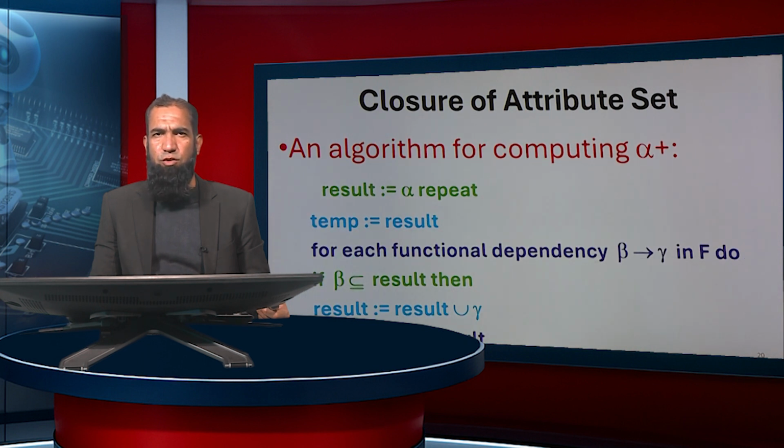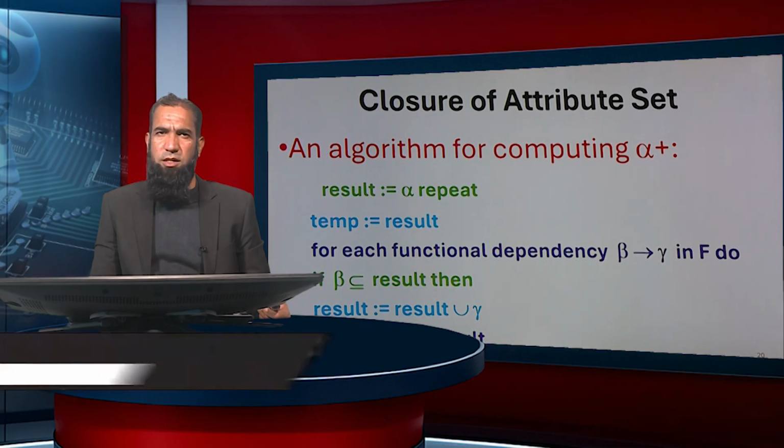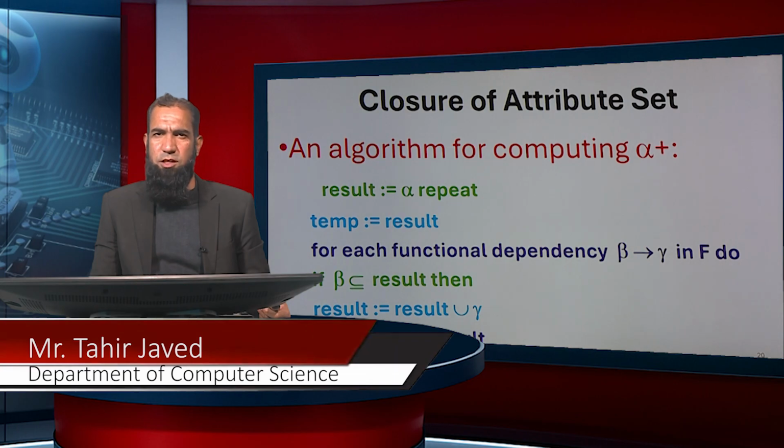Here is a simple algorithm to compute alpha plus. We start with result equal to alpha, then repeatedly apply all functional dependencies. For each dependency alpha determines beta, if alpha is already contained in our result, we add beta to result. We keep repeating this process until no new attributes can be added. That's when result is final. So this method is the foundation for checking super keys and normalization conditions in database design.